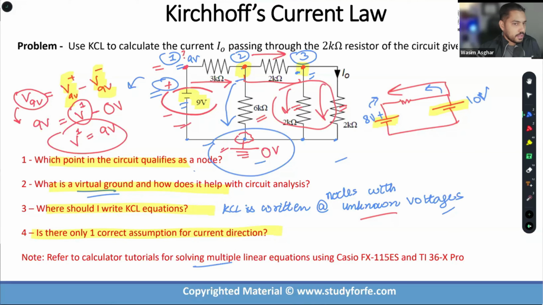The math is the easy part of circuit analysis, and sometimes students just get a little bit too distracted by using the calculators and not paying that much attention to investing their time and effort in understanding the concepts, okay?